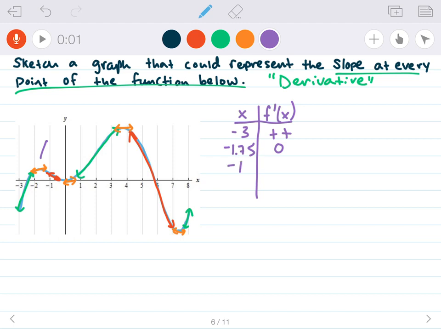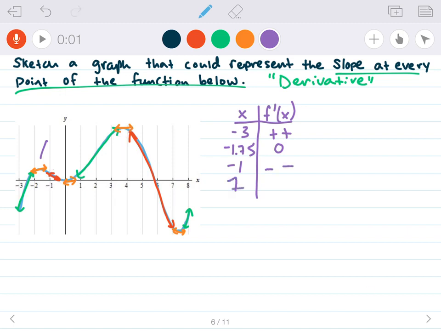So we have a negative. And I'm comparing these two negative slopes. It looks like this one is a little bit steeper than this one, so I'll put 2 negatives here. Okay.